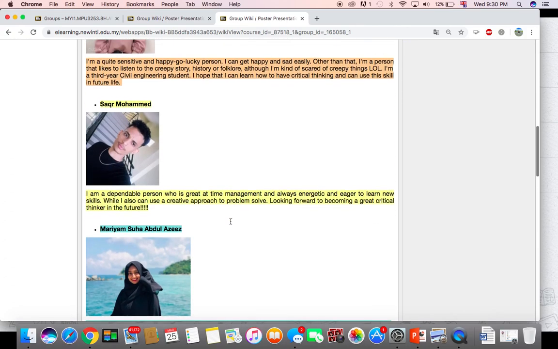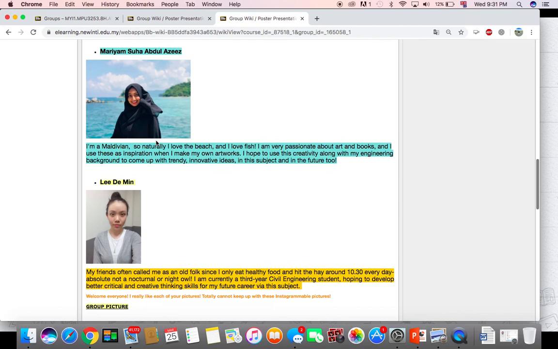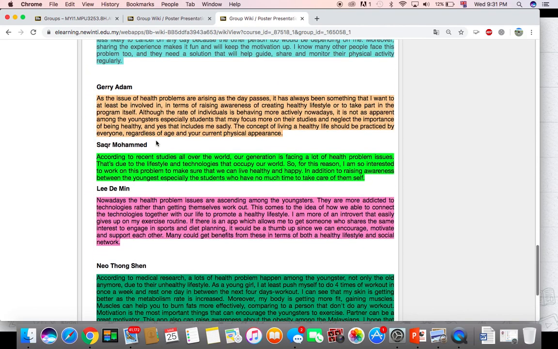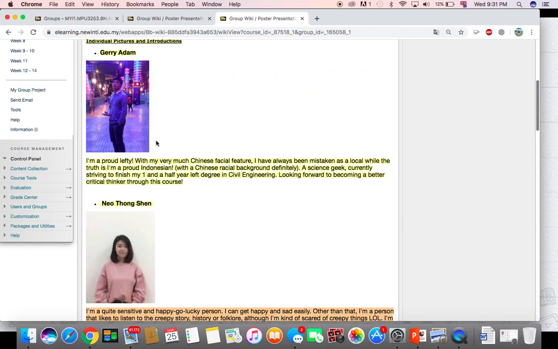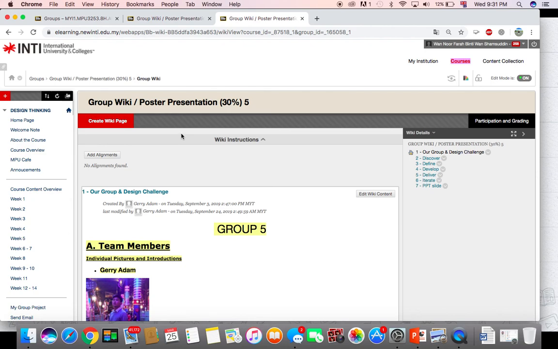The pictures are very clear, and even the self-introduction is very short, but it's also short and simple, if you can say so. I want you guys to do something similar. You can be creative. You can do whatever you want. Okay, so please be creative in doing your wiki pages.